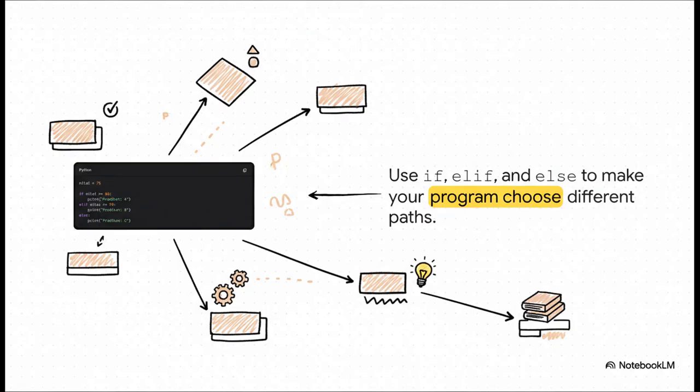The answer is with what's called conditional logic. By using simple English words like if, elif, which is just short for else if, and else, you can tell your program what to do. It's like saying, hey, if this is true, do this. Else if this other thing is true, do that instead. Otherwise, just do this last thing. It lets your code choose its own path.